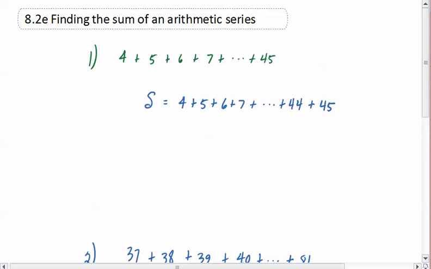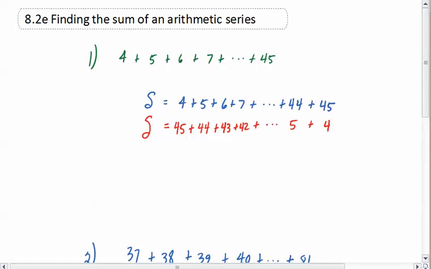Now, what I'd like to do next is take the same equation. I've set it equal to s, now it's an equation. I'd like to flip it. So I'm going to write the 45 here, and then the 44 right under that. And then I'm going to go ahead with 43 and 42 plus ... Now, we know that the last two going the other way would be a 5 and a 4. Right? So that's just flipping the series.